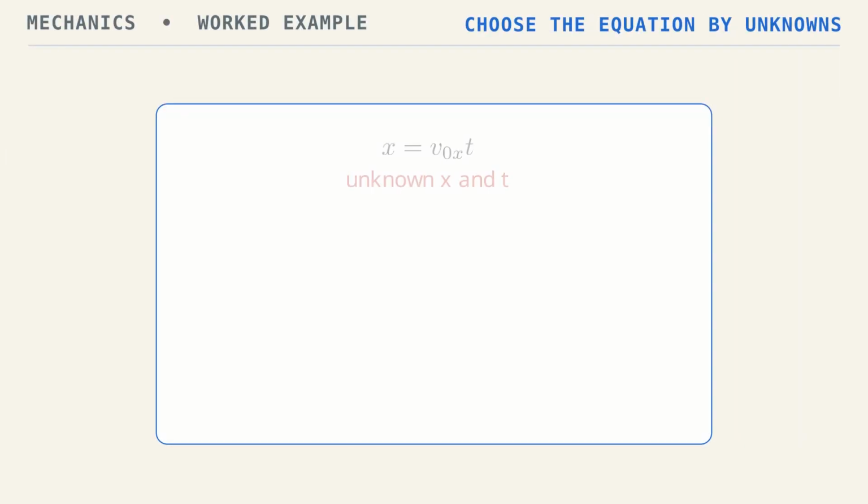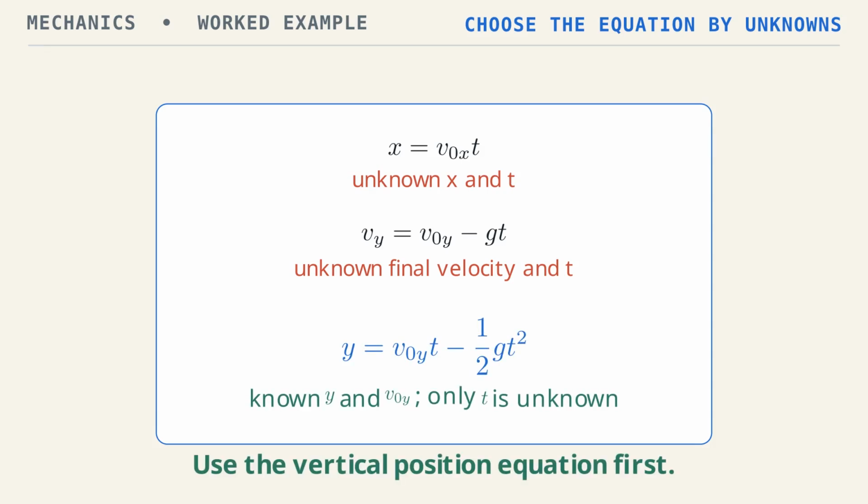To find time, compare the available projectile equations by counting unknowns. The horizontal equation contains both the unknown range and the unknown time. The vertical velocity equation contains the unknown impact velocity and time. But the vertical position is known, y equals negative 100 meters. Only one quantity remains undetermined in that equation, time. Therefore, solve the vertical position equation first.